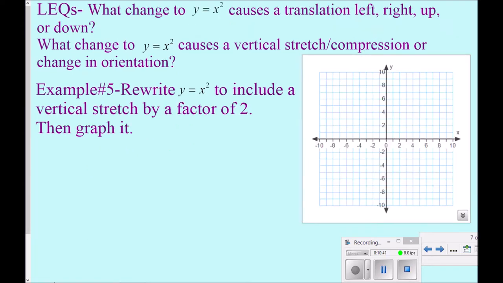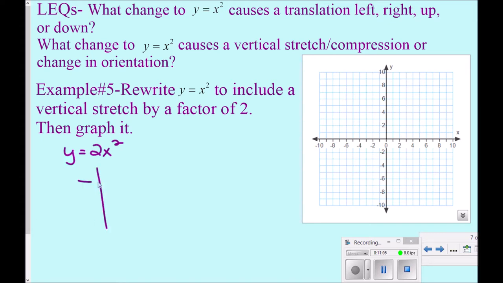Next one. Rewrite y equals x squared to include a vertical stretch by a factor of 2. So we already said the vertical stretch is when the absolute value of a is greater than 1. So we were being told it's 2. So that just means the a value, the number in front of the x squared, has to be a 2. So y equals 2x squared is our equation. And then we're supposed to graph that.